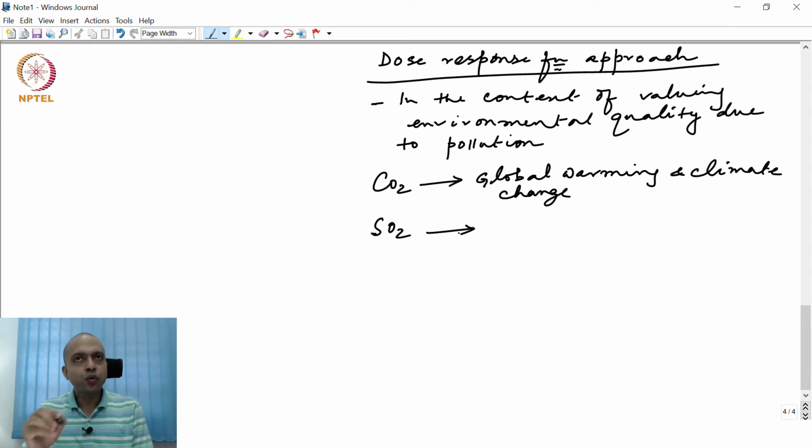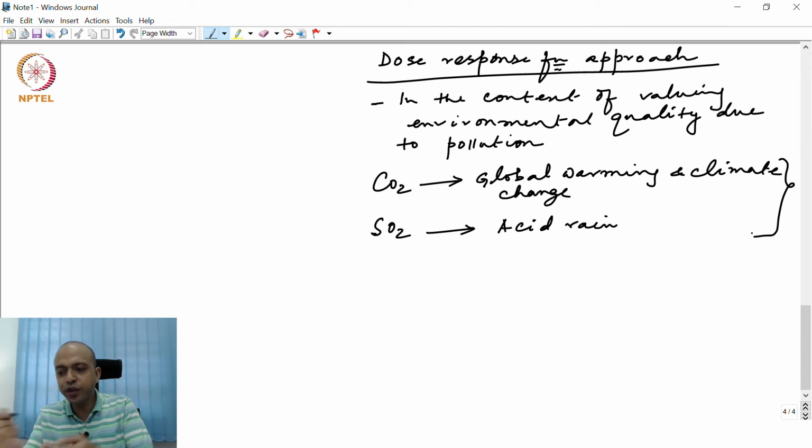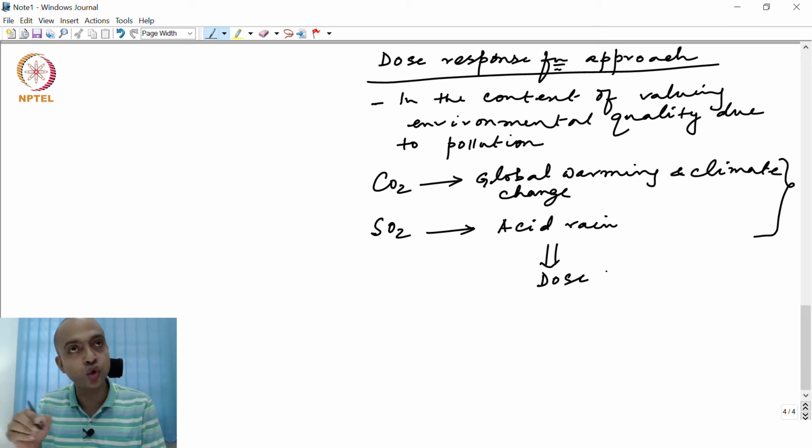Similarly, when we generate SO2, that SO2 also travels from one country to another. It does not get restricted only to that country where it is produced, but it also travels to other countries, and then it comes down as acid rain. So this global warming and climate change related to CO2 emission, acid rain related to SO2 emission, they are called dose. And physical response happens due to this dose. That is why this is called dose response.